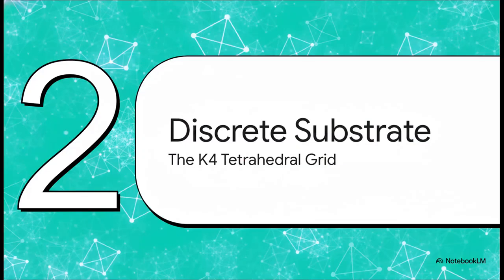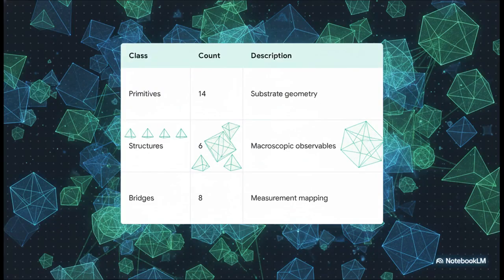Moving on to Section 2, the discrete tetrahedral substrate. Now, the 28 zero-parameter predictions of this framework aren't just random numbers thrown at a wall. As detailed in the framework's ledger, they are formally classified into 3 epistemic weight classes: 14 exact primitives, 6 derived structures, and 8 supported bridge candidates. And crucially, every single one of these is strictly derived from the combinatorial limits of a K4 discrete network. There is absolutely no empirical curve fitting going on here.